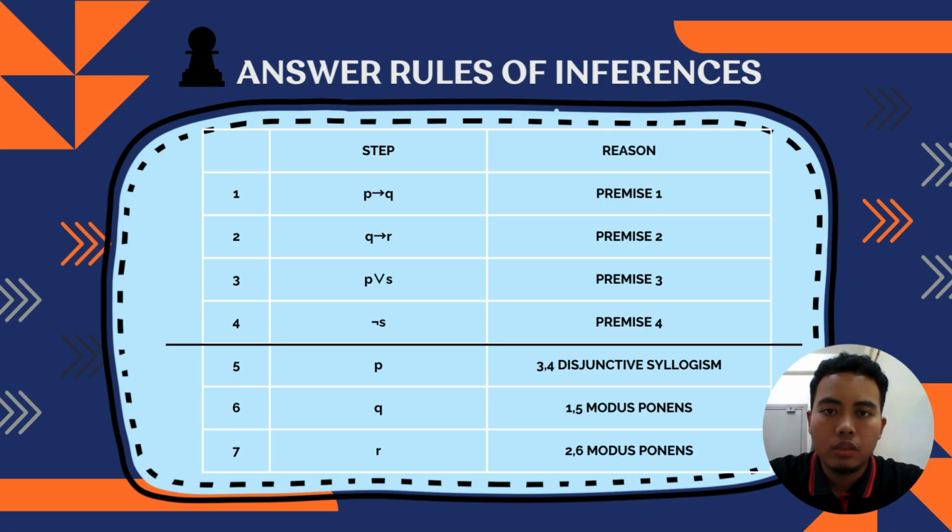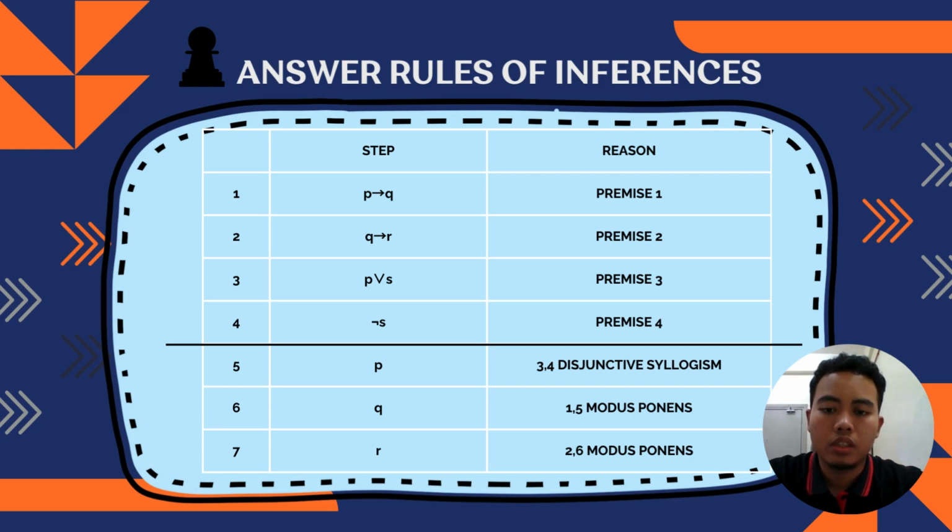Next, we can also use modus ponens on statements 2 and 6. It has the same method as previously: it has an implication logical operator, and it also has the same variable, which is Q. So we can remove Q and leave the R variable, and we get R as the new statement, which we put as statement 7.